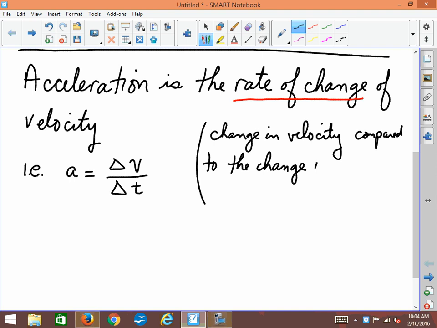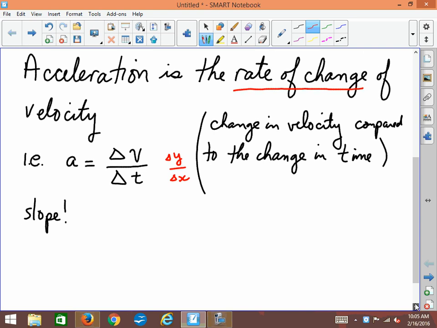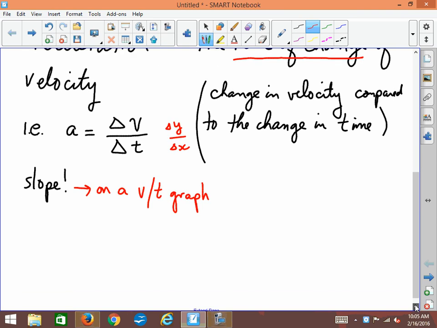And of course, when you look at this equation, it's delta V over delta T. It's very much like our delta Y over delta X. So what this means is that this is a slope equation. But it's not the slope of a displacement time graph. If you have delta Y over delta X, our Y now has to become V. So it's the slope on a velocity time graph, a VT graph.